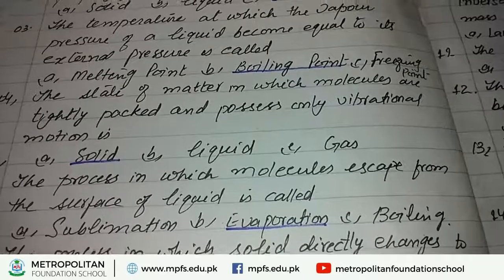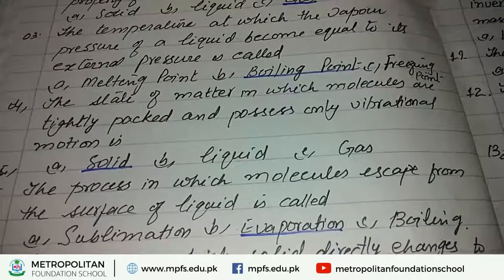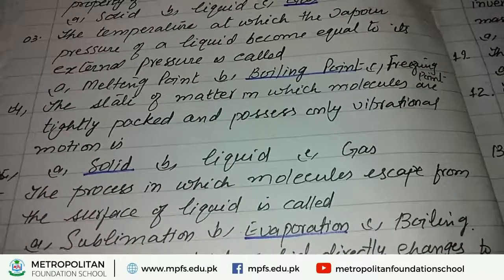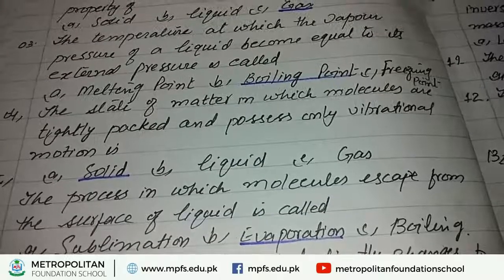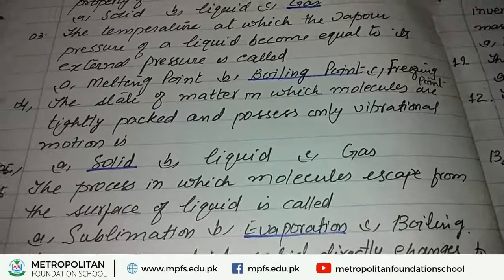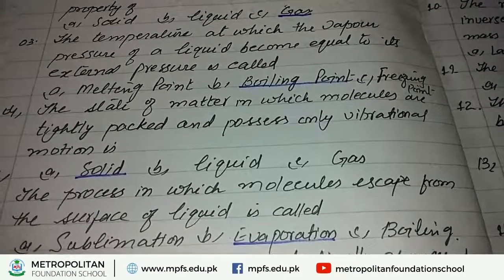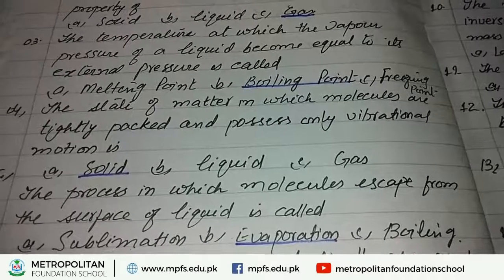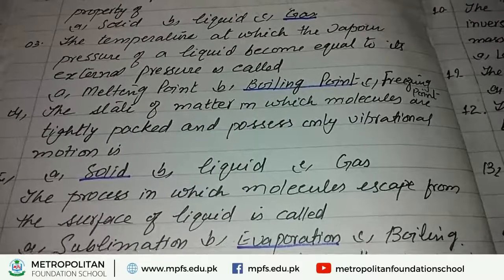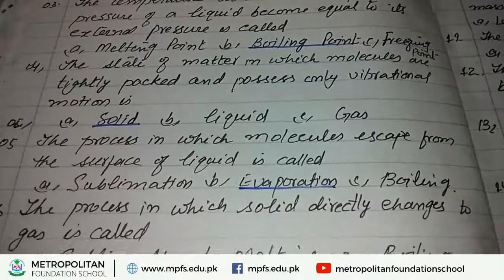The process in which molecules escape from the surface of a liquid is called: option A sublimation, option B evaporation, and option C boiling point. So the correct option is option B, evaporation. Evaporation is the process in which molecules escape from the surface of a liquid.